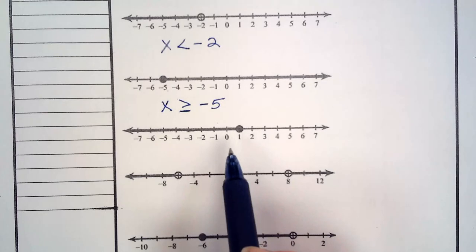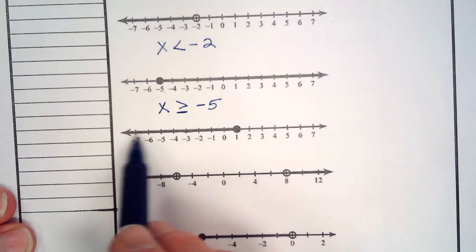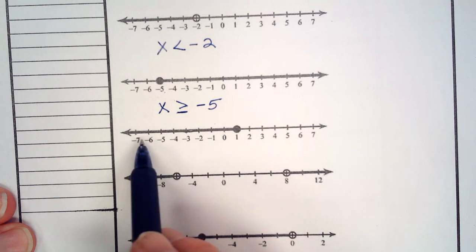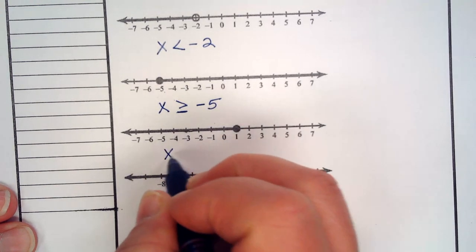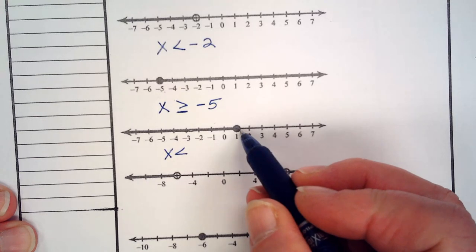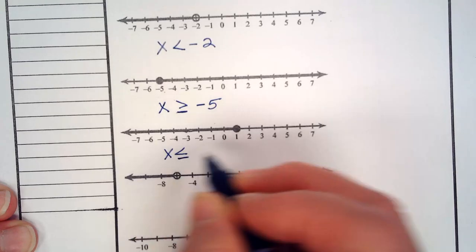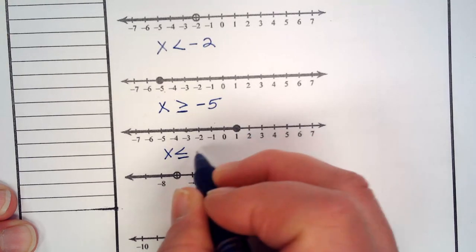For the next one, it is going in the negative direction. That means less than. Is it also equal to? Yeah, it's equal to 1 because it's filled in. Less than or equal to 1.